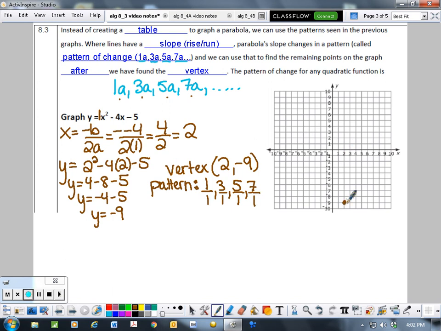So there's my vertex. And now from here, I'm going to go up 1 over 1 in both directions. And then up 3, 1, 2, 3 over 1 in both directions. And then up 5, 1, 2, 3, 4, 5 over 1 in both directions. And then up 7, 1, 2, 3, 4, 5, 6, 7 over 1. And there is our graph.